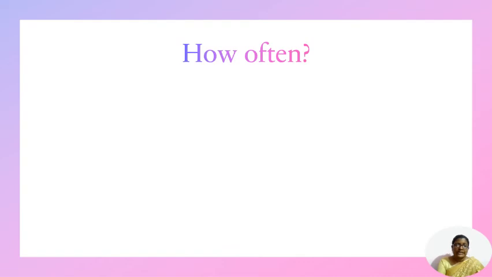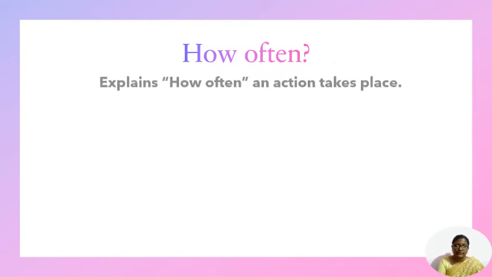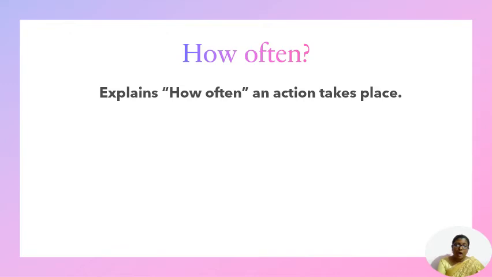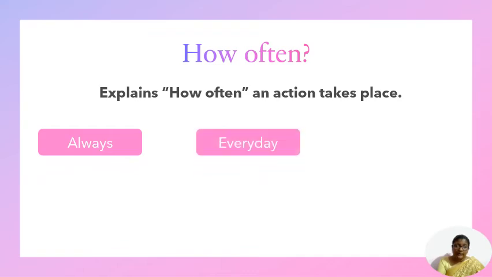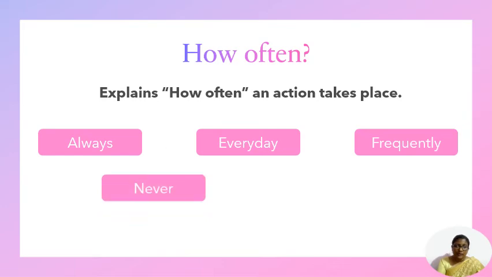Next we are going to see how often. It explains how often an action takes place. Some words are always, every day, frequently, never, and again. So these are the words related to adverbs which explain how frequently or how often an action takes place. Shall we see some examples?